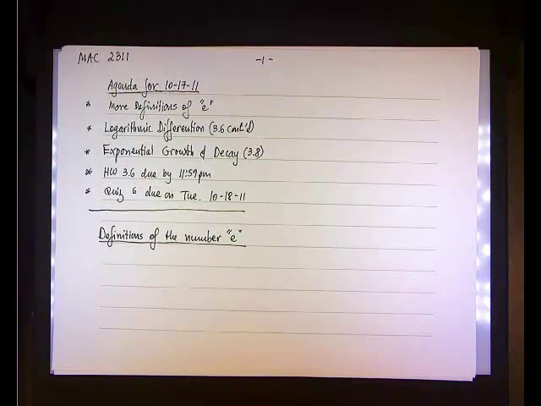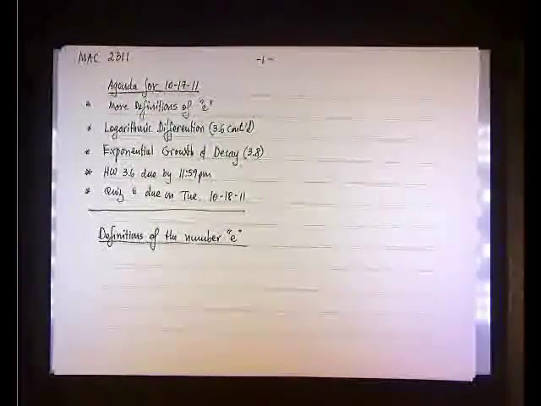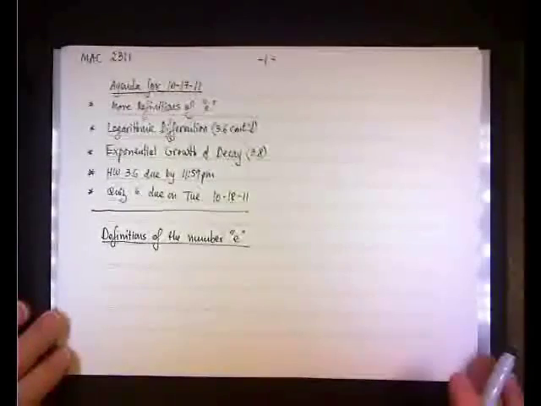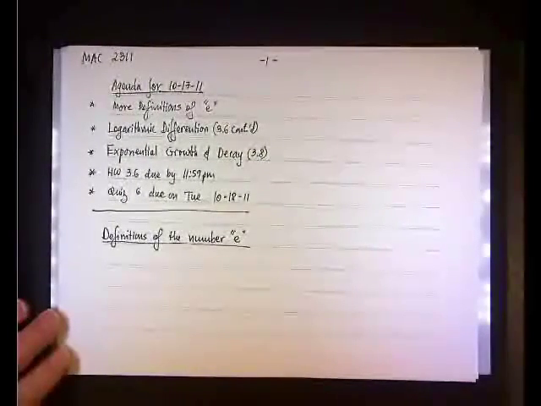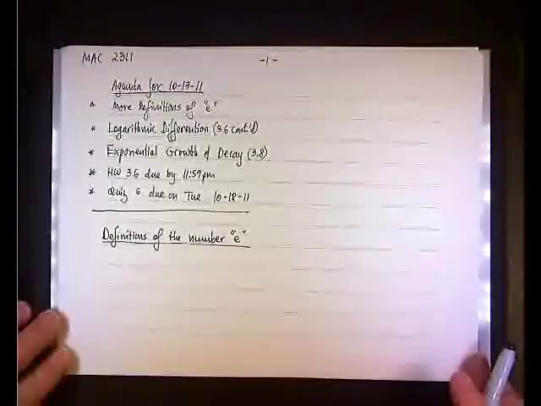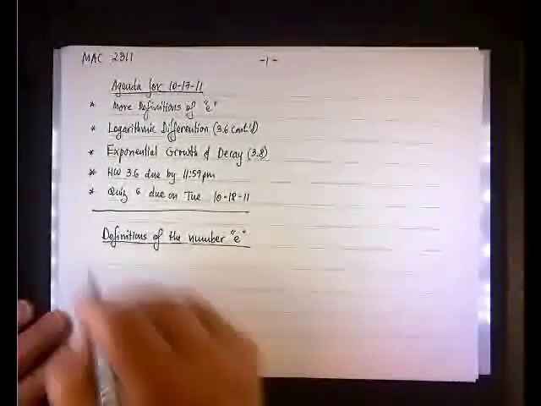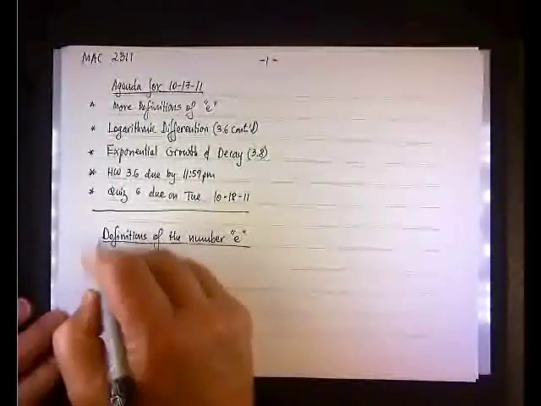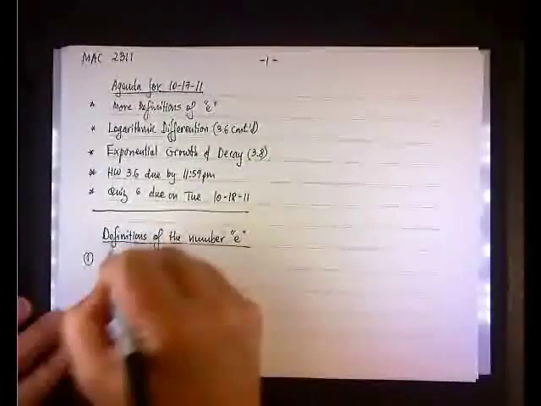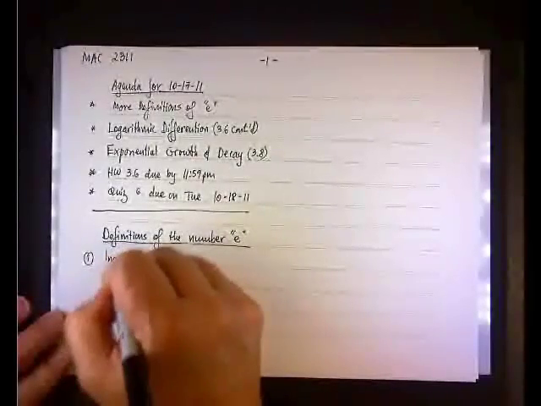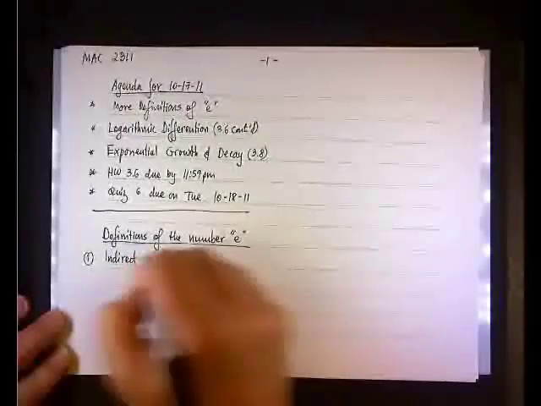So, definition of the number e. We met already one definition, if you remember. That was an indirect definition, not an explicit definition of the number e, and it was like this. So let me call it an indirect definition. So this will be definition number 1, and it's an indirect definition.